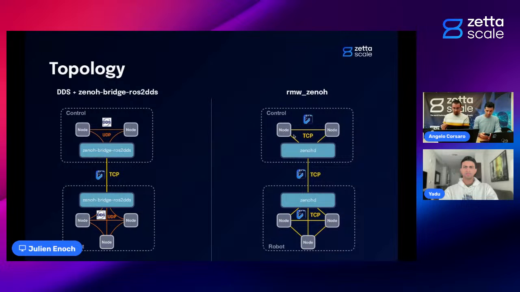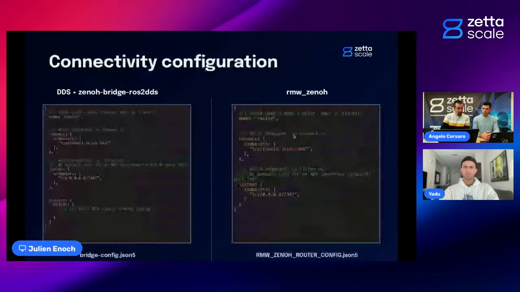With RMW Zeno, it's still Zeno all over the place. So all of the communication internal to each system, but also outside of the system between two Zeno routers, for instance, are using Zeno. And then can be configured, as you said, with different connectivity. You could have shared memory or even UDP inside your robot, but still have TCP or TLS, for instance, between your two Zeno routers. That's the first overview of differences between the two systems.